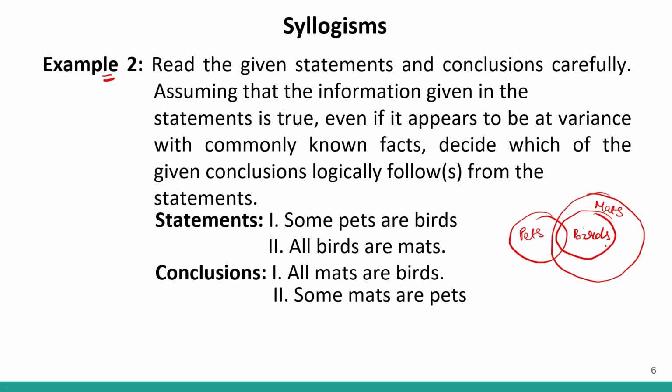Now let us come to the conclusions. Conclusion 1 says all mats are birds. Again, this is not true, because if you look at this portion, this portion is mat, but this portion is not birds, correct? This portion is mat, but this portion is not birds, this one. Therefore, this is a false statement. This is not correct. Now, let me draw again.